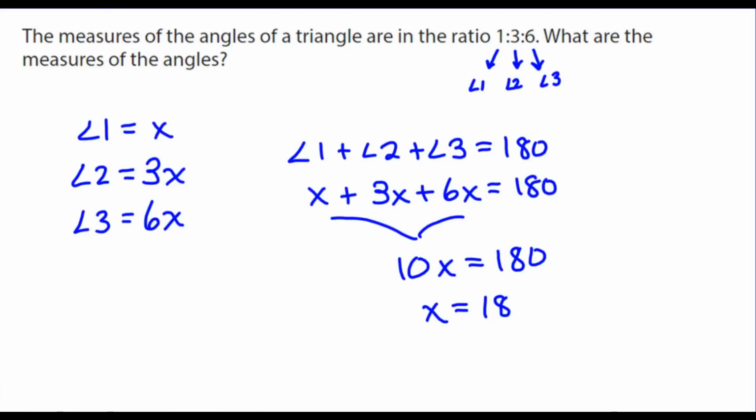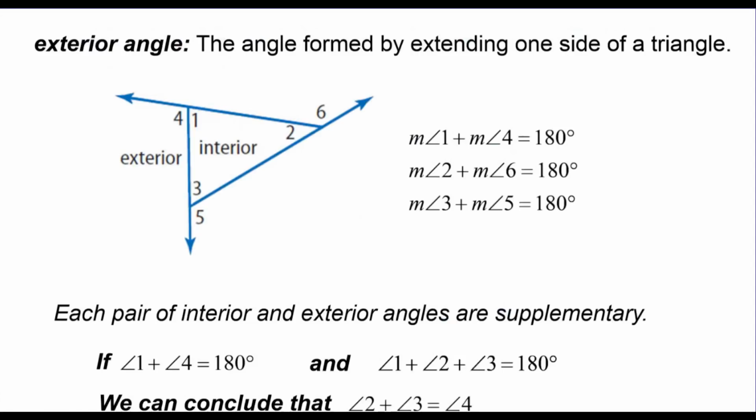So now I know what angle 1 is. Angle 1 is 18 degrees. And if angle 1 is 18 degrees, I know angle 2 is 3 times bigger, and 3 times 18 is 54 degrees. And I know that angle 3 is 6 times bigger than angle 1, so that would be 108 degrees. And if you double check that, all three of these angles do add up to 180 degrees. So that's, again, how we can use the angle sum and ratios to find the angles in a triangle.